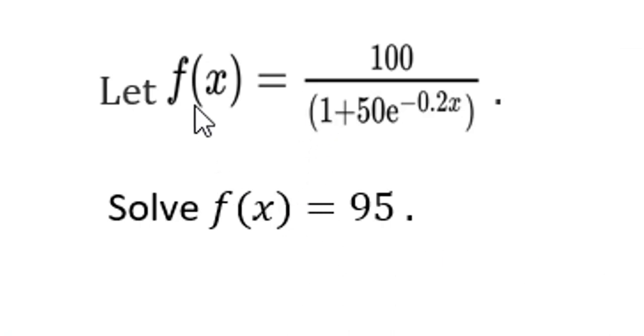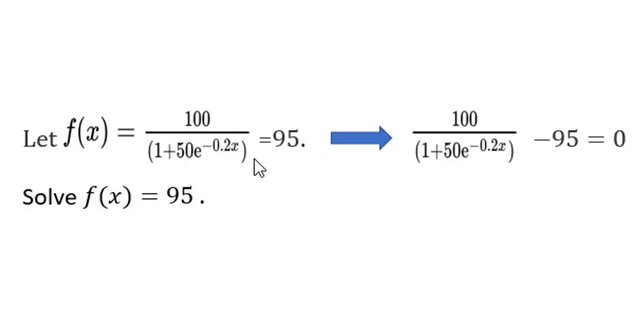Now let's go to the next example. If we have f of x, this is a logistic function, 100 over 1 plus 50e to the negative 0.2x power. Then solve f of x equals 95. First of all, you will set up this function equals 95. Then you have to change into equal 0 form. Move 95 to the left side.